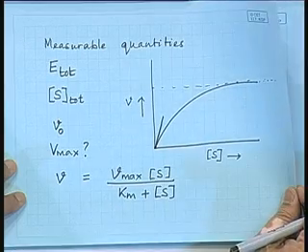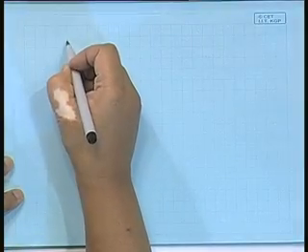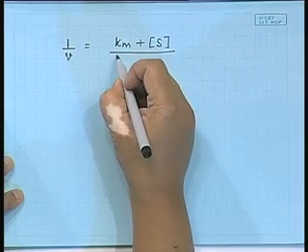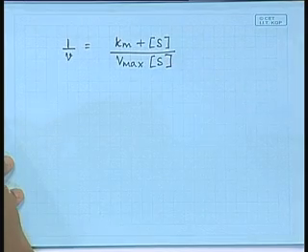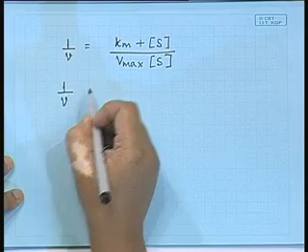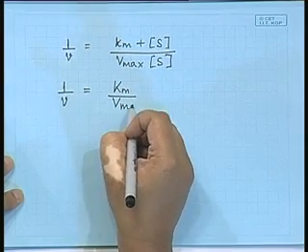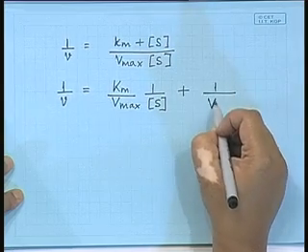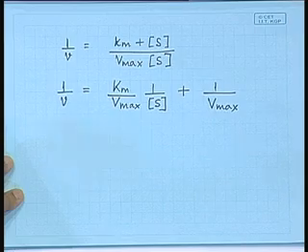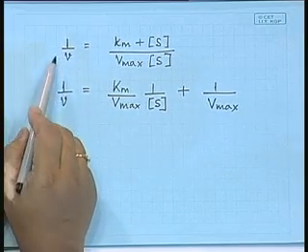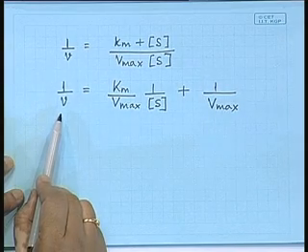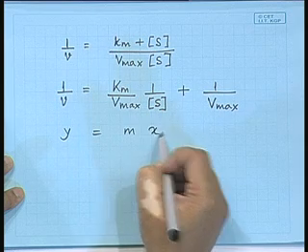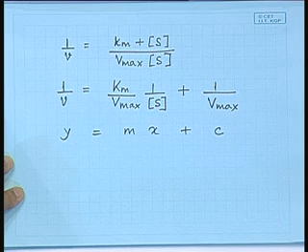Now, if I take the reverse of this, what can I do? I can take 1 by V, that is going to give me Km plus S divided by Vmax S, right? Now, if I just separate out these two quantities, what am I going to get here? That is what I get. I have just inverted the Michaelis-Menten expression, and I work out an expression where I have the form of y is equal to mx plus c, right.